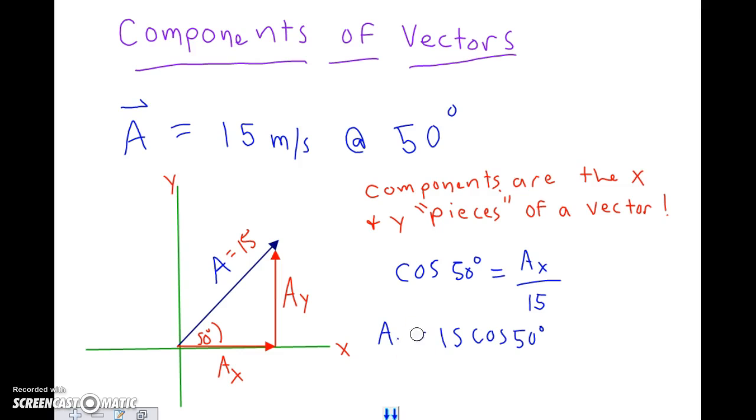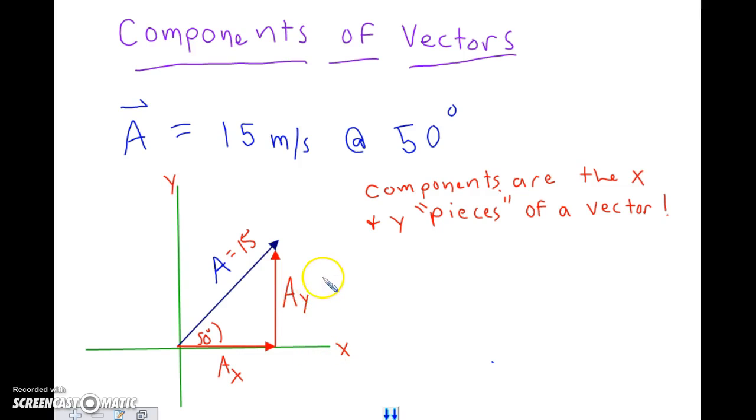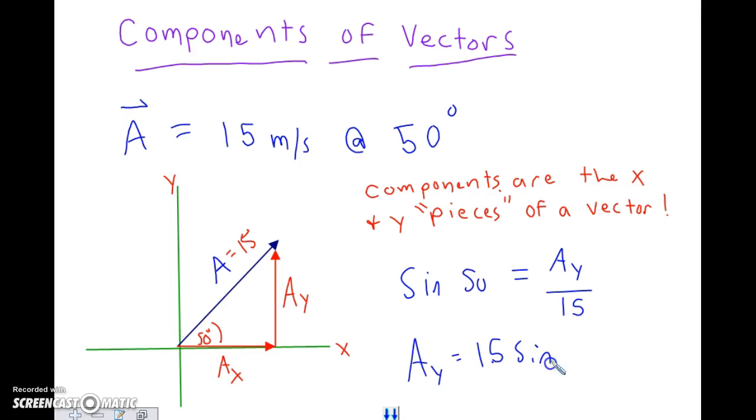Okay, very similar to that. If we want to find and calculate the y component of my vector, well, same idea, SOHCAHTOA. The y component is the opposite side, and we're still going to use this as my hypotenuse. Opposite over hypotenuse is the sine function, so we could say sine of 50 degrees is equal to the opposite, or A sub y, over A, which is 15. So for this specific example, we could say A sub y is then equal to 15 times the sine of 50.